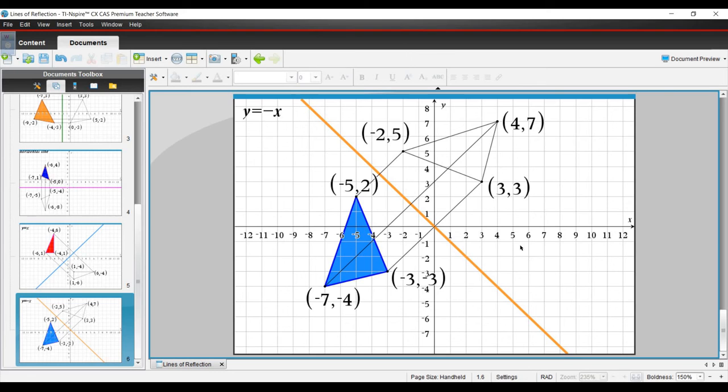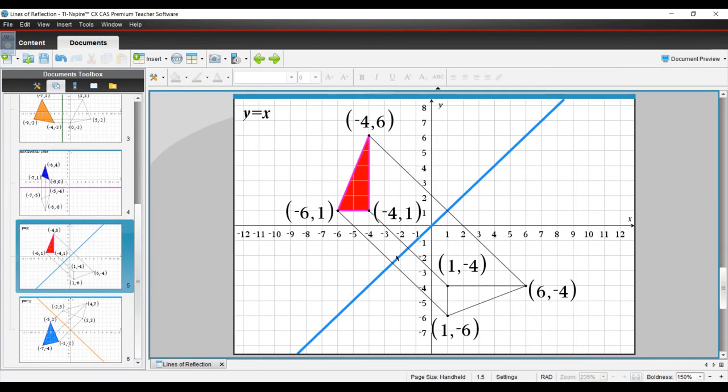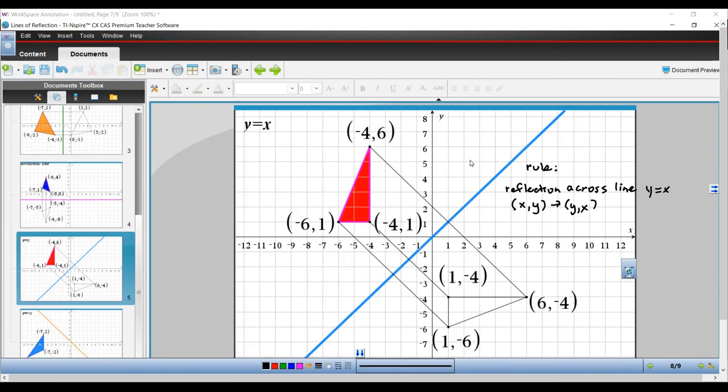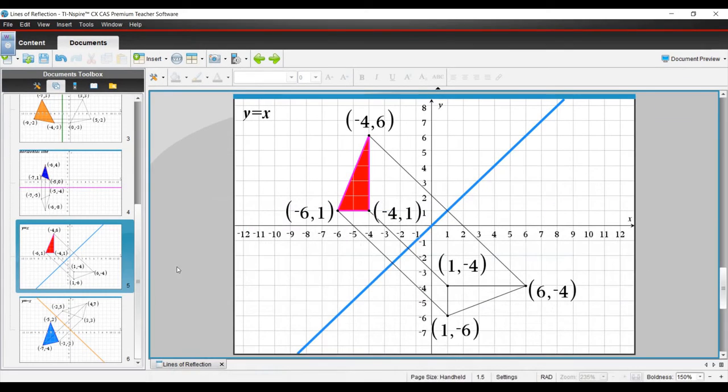All right, so last time, what happened here? Again, when we reflected over the line y equals x, the x and the y just switched, right? Again, we ended up with that rule right there. (x, y), excuse me, goes to (y, x). Does that work this time?